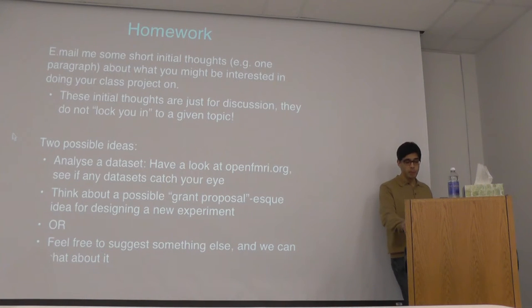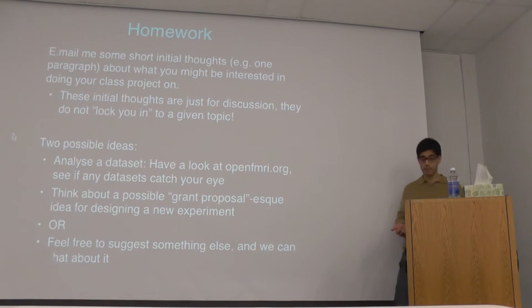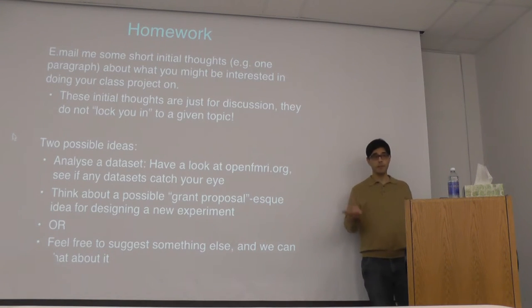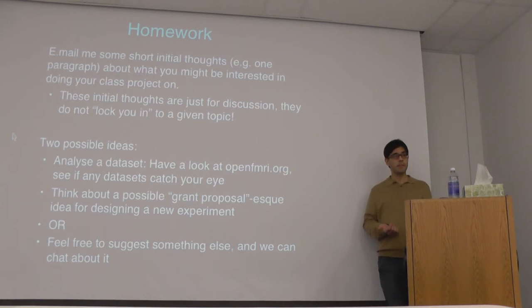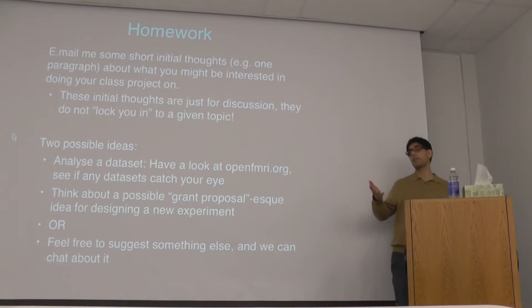There's also a whole bunch of other fMRI and MRI data sets out there on the web. If you don't like any of the ones on OpenFMRI, which is entirely reasonable, then feel free to Google around. Feel free to Google around anyway. You'll probably find data sets that I don't even know about, because there are new ones coming out all the time. So if you'd be interested in doing your own new analysis, have a look at some of these data sets and see if any of them catch your eye, and then that might be a good basis. Even if you don't think you want to do a project on analysis, I think it's worth having a look at that anyway.